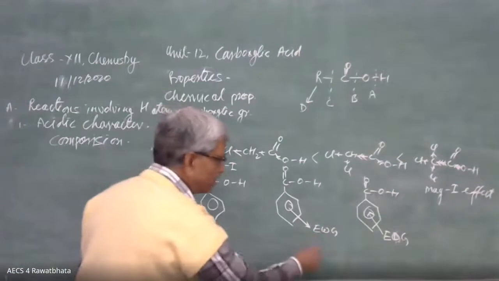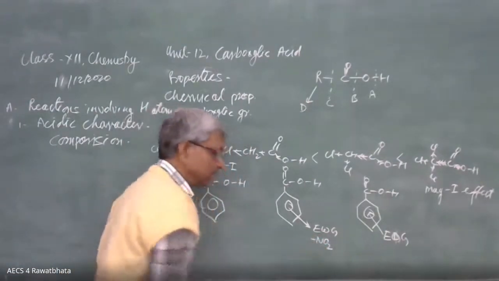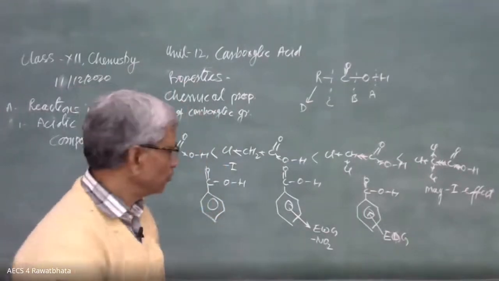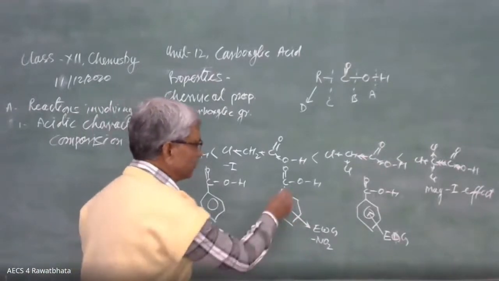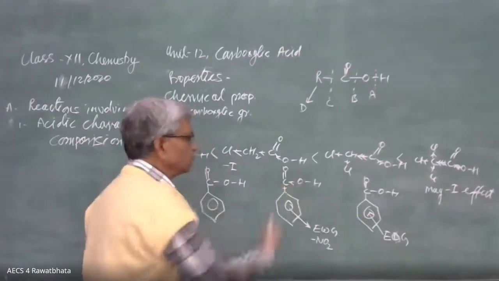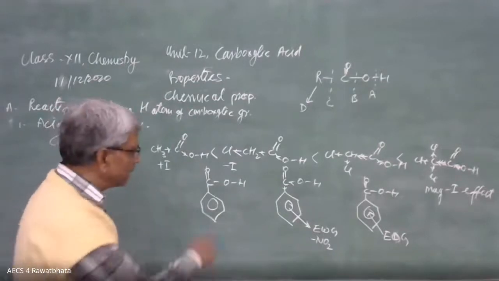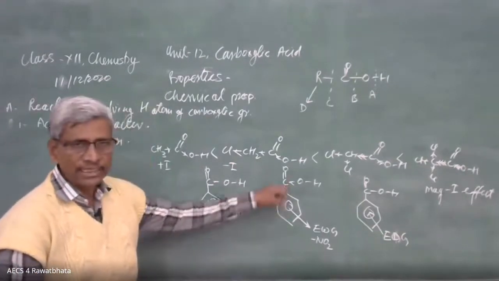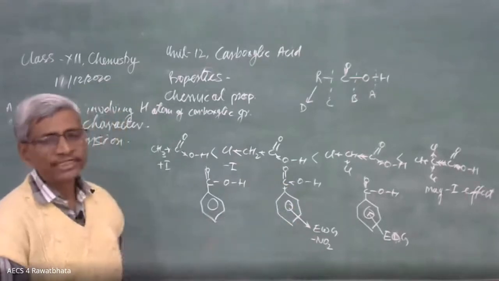Here the electron withdrawing group is like NO2, like CN, having multiple bonds, that type of group. These groups make this benzene ring more electron deficient, and instead of releasing electron density, it withdraws electrons from here, and this oxygen loses its electron density and releases H positive ion easily as compared to benzoic acid. So 2-nitro, 3-nitro benzoic acid is more acidic than benzoic acid.